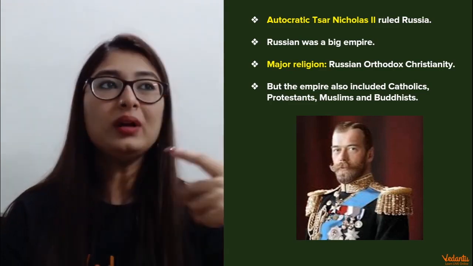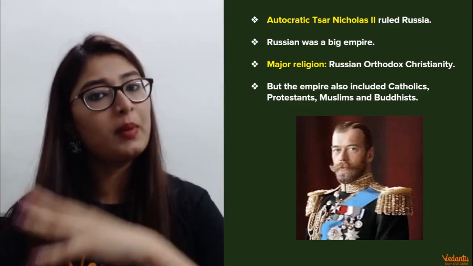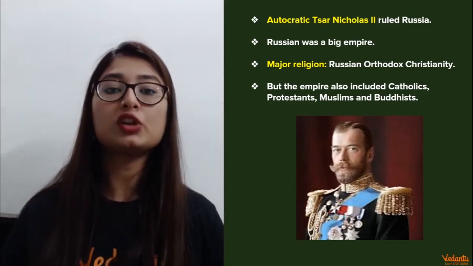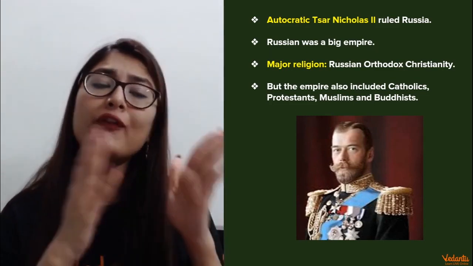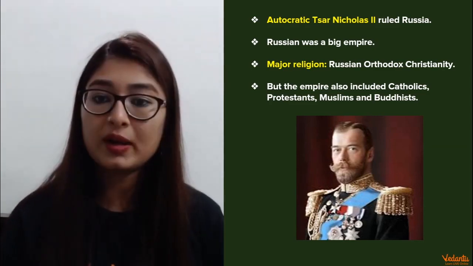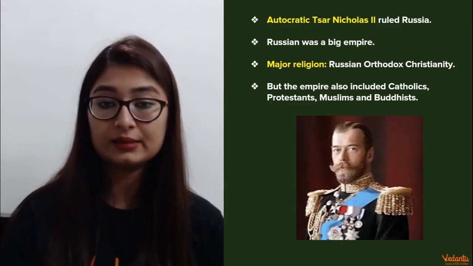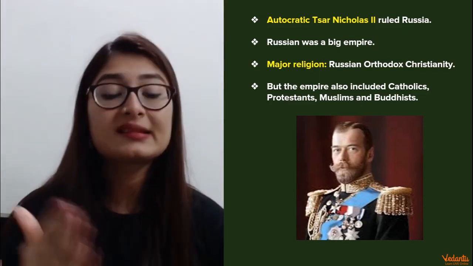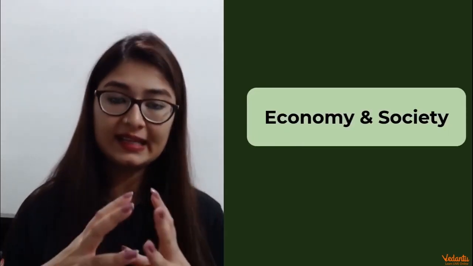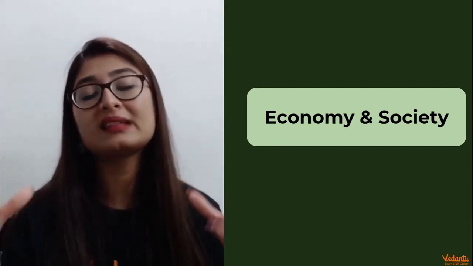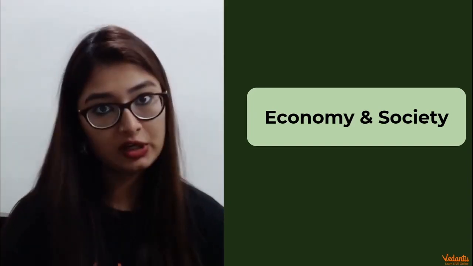Now, however, as I'm saying, Russia was not completely divided or segregated; for multiple factors, the whole population of Russia was a mixture of diverse cultures. There were major religions of different kinds. It was not just one or two, but multiple. The major religion was Russian Orthodox Christianity, but along with that also existed the Catholics, the Protestants, the Muslims, and the Buddhists. So this was basically the social setup of Russia. Now we're going to talk about the economy and society of Russia at this point.